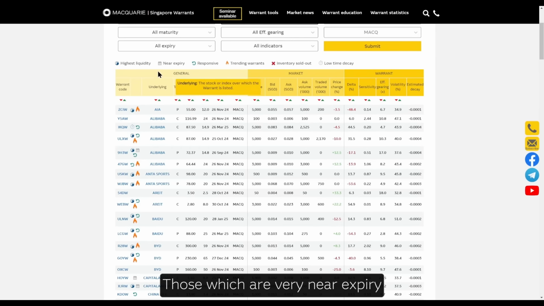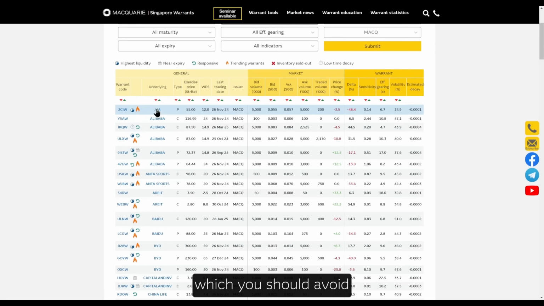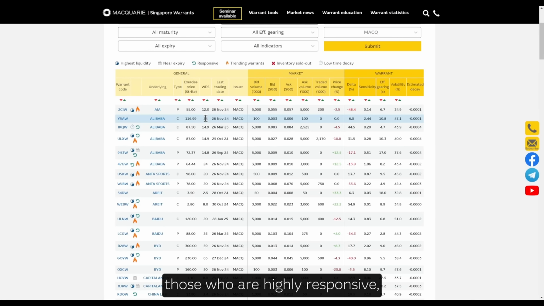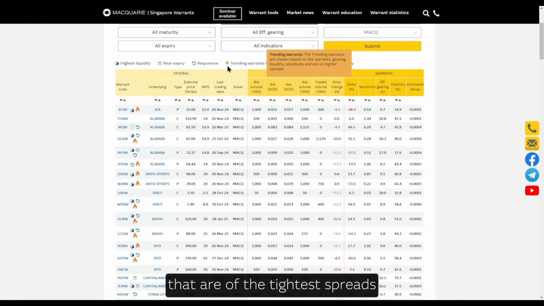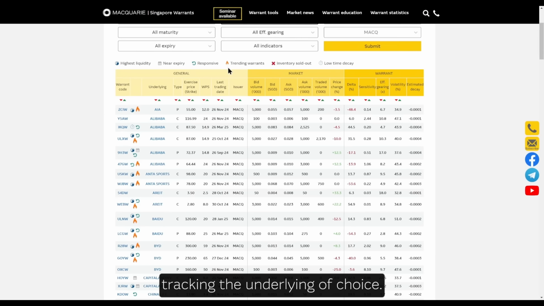tracking, those that are very near expiry, which you should avoid, those that are highly responsive, highly sensitive to the stock price move, and most importantly, the trending warrants, which indicate the warrants with the tightest spreads and highest liquidity, tracking the underlying of choice.